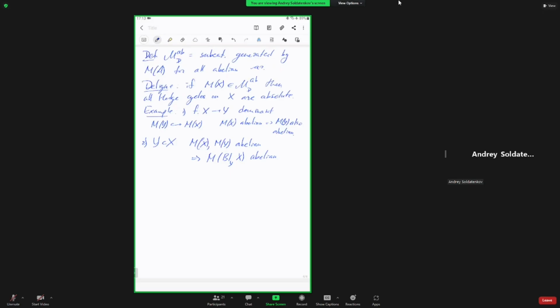It's because you can express the motif of the blow-up similarly to what you have in cohomology. So the motif of the blow-up will be just the direct sum of the motif of X and several copies of Tate twists of the motif of Y. Okay, so this is nice.